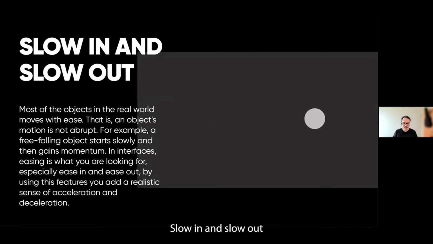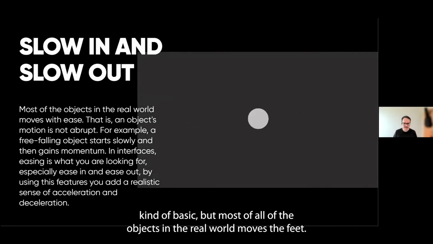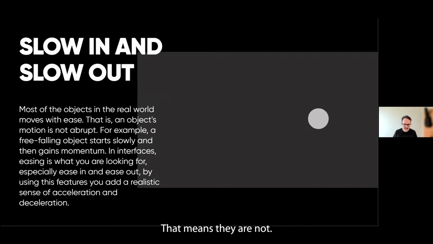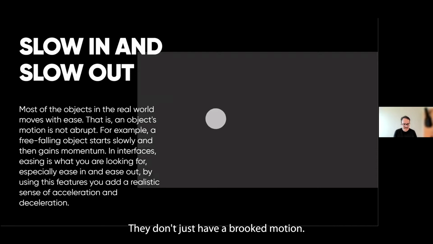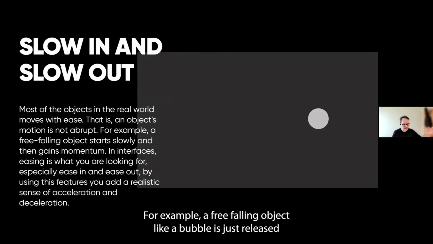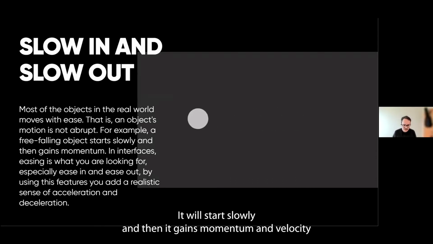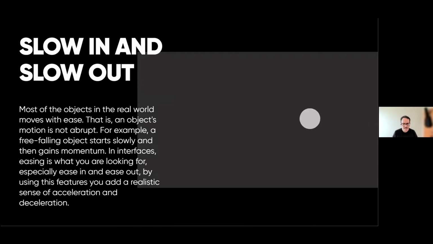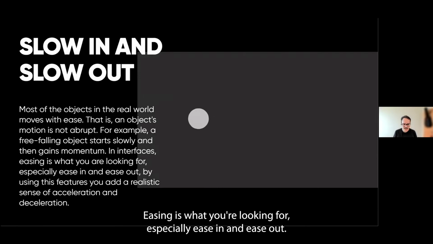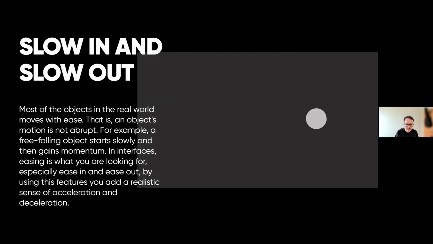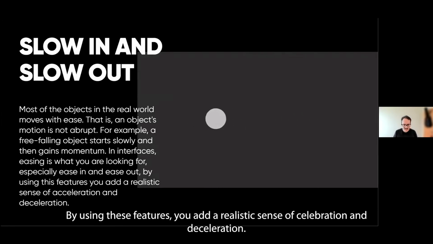Slow in and slow out is kind of basic, but most objects in the real world move with ease. That means they don't have an abrupt motion. For example, a free-falling object like a ball, if you release it from your hand to the ground, will start slowly and then gain momentum and velocity. In interfaces, easing is what you're looking for, especially ease in and ease out. By using these features, you add a realistic sense of acceleration and deceleration.